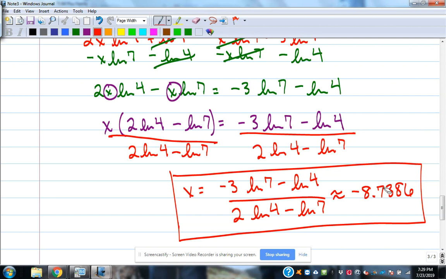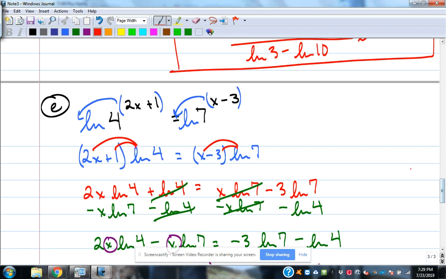If you took that decimal number and plugged the rounded value back into the original problem, 4 to the 2x plus 1 equals 7 to the x minus 3, the two sides would get really, really close to one another. It wouldn't be exactly the same because it's rounded.